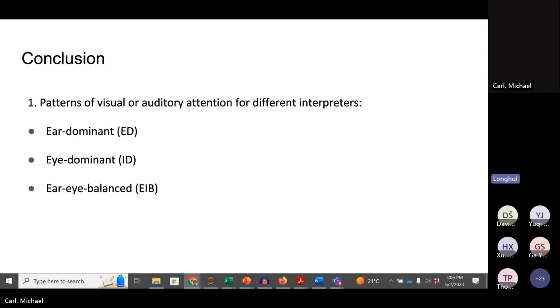Yes, so what we conclude from our research from the last two days, yesterday and today, is that we observed there are three patterns of visual or auditory attention for different interpreters as a strategy to avoid cognitive overload. We call them ear dominant interpreter, eye dominant interpreter, and ear-eye balanced interpreter. Next slide.